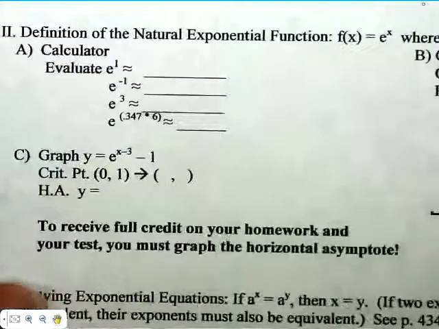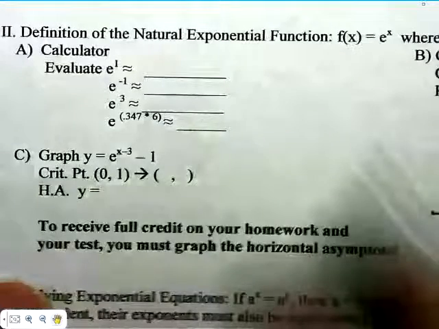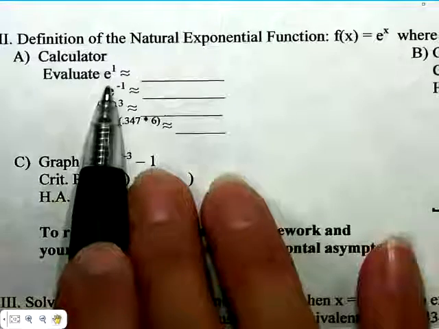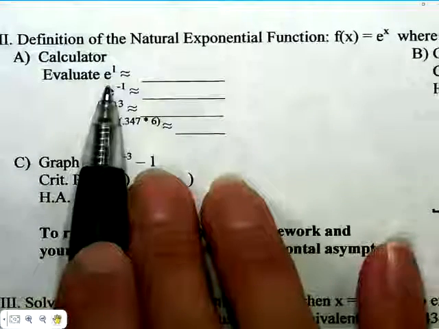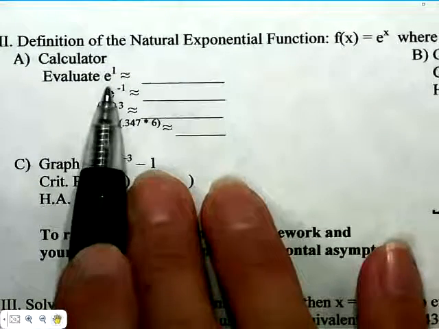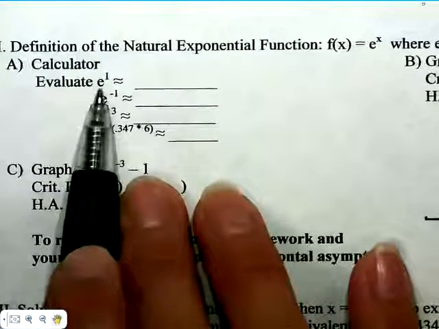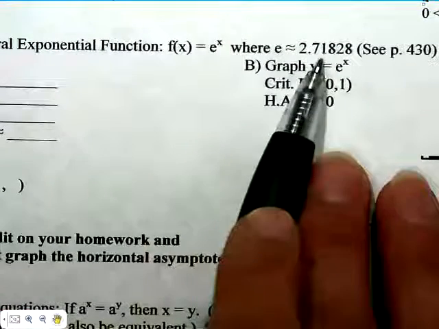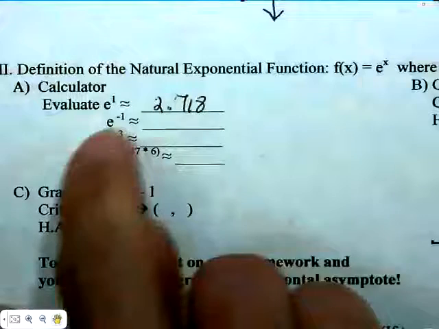All right. So, e to the first, rounded to 2 decimal places. Let's say 3 decimal places. What's e to the first rounded to 3 decimal places? Yeah, 2.718. That's approximately what e is. Now, before you grab your calculator, let's try to get a good guess for what this would be.